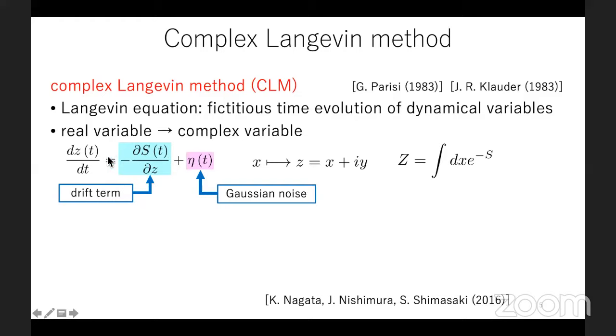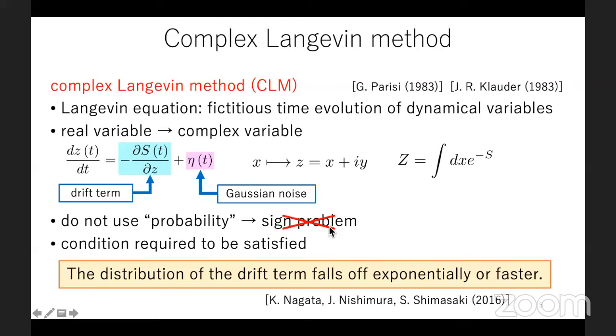So this is a complex Langevin equation. The dynamics of the fictitious time evolution of the dynamical variable is determined by this derivative of the action, which is called the drift term, and also Gaussian noise. This method does not use probability, so there is no sign problem. However, as I said, there is a condition required to be satisfied. That is this statement: the distribution of the drift term falls off exponentially or faster.